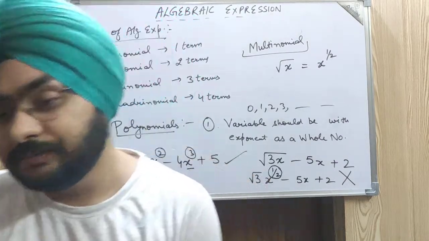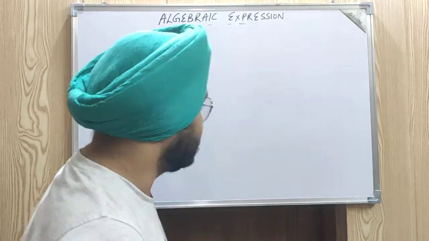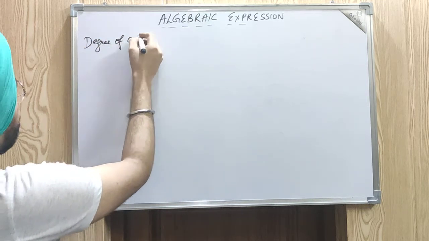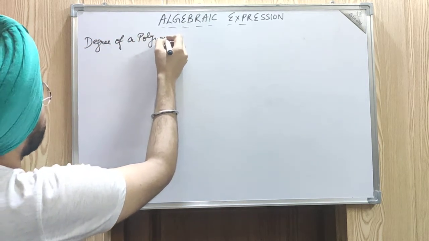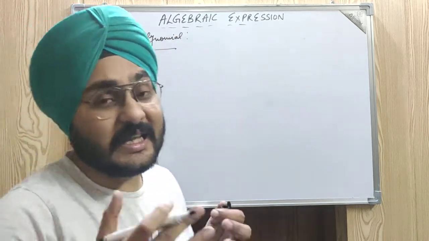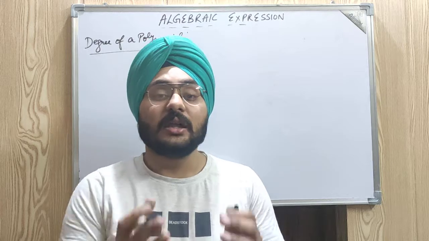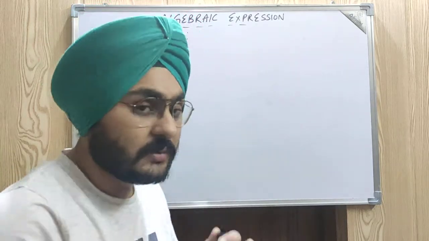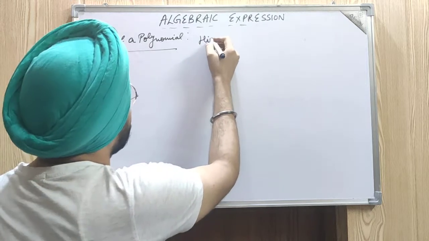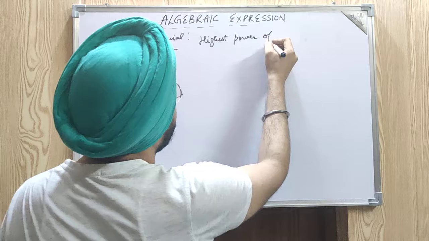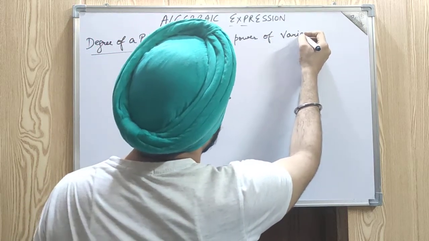Coming to the next thing, we will discuss the degree of a polynomial. I'm saying it for a polynomial first. What do we mean by the degree here? Degree means the highest or maximum power of a variable, so the highest exponent of the variable in a polynomial.